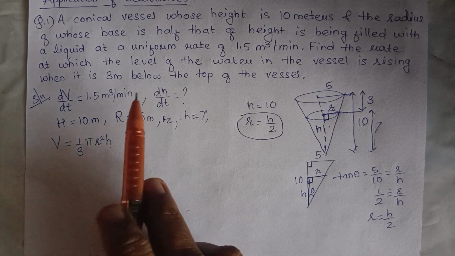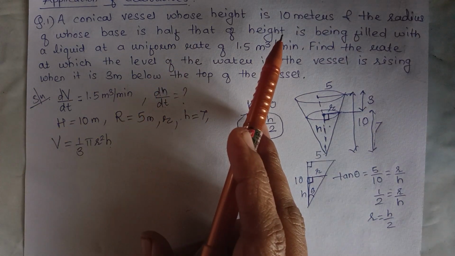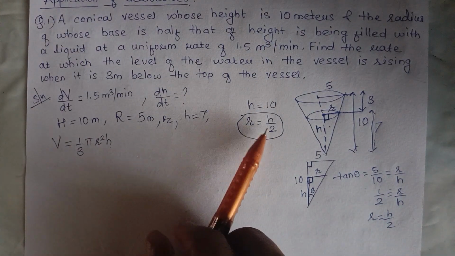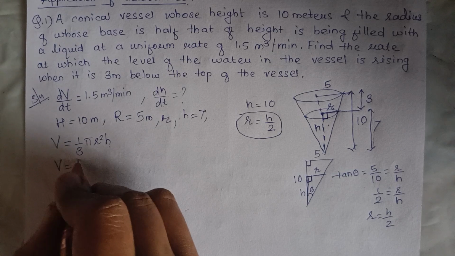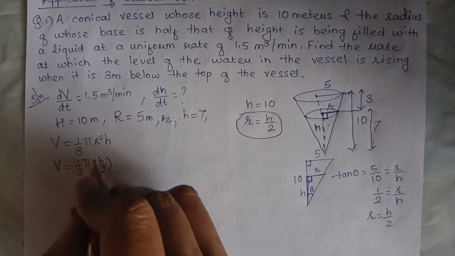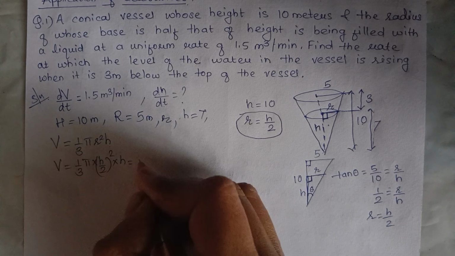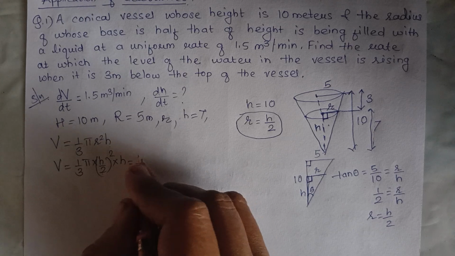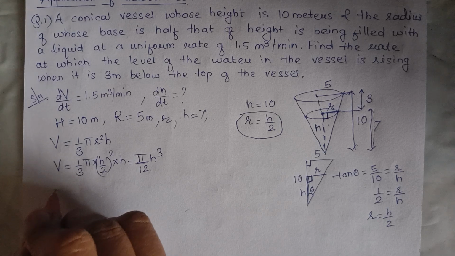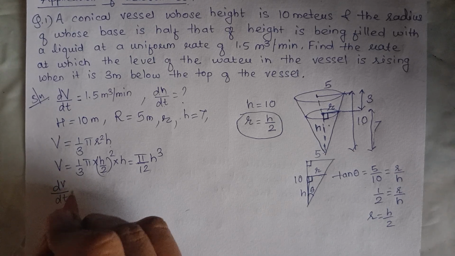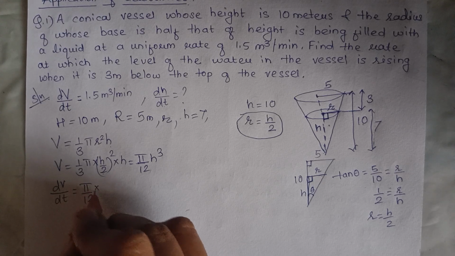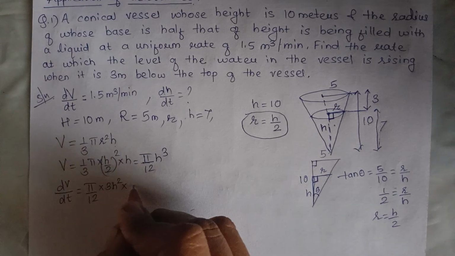So when values are given, that time you have to do this. Here no problem, you can use this. So we'll convert this R into H. So R square we can write H by 2 square. So this is 4. So this is pi by 12 H cube. Okay, so differentiating with respect to t, H square into dH by dt.